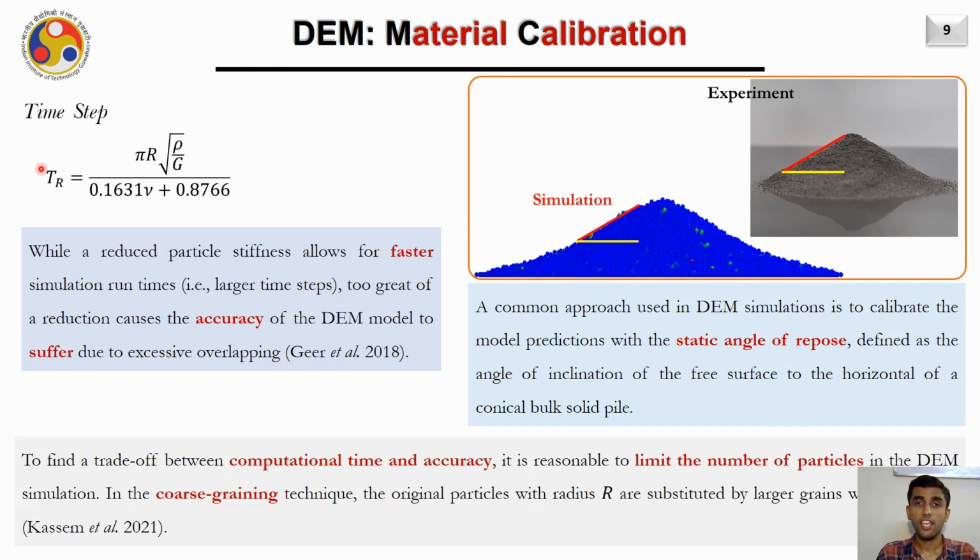However, one has to be very careful as to what is the limit up to which we can reduce the stiffness of the particle while maintaining reasonable accuracy of the results, and at the same time reducing the computational load. Another technique which is used to reduce the computational load is called coarse graining. In this method, we try to increase the particle size by a particular scale factor. This reduces the overall particle count, and as a result, the computational load goes down.